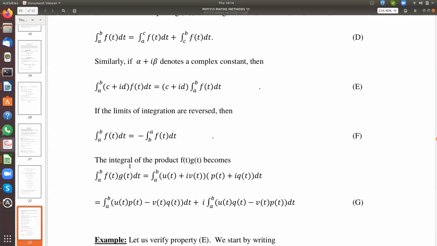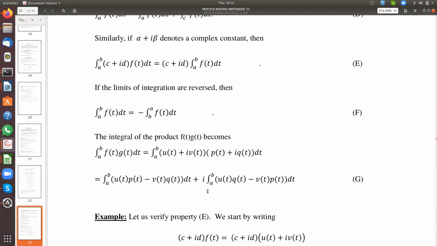So we now have the integral of the product of this becomes this. Then by the time you multiply and open the bracket, you have a series of expressions which you can later break down and collect the ones that have i and those that don't have i, so that you can now have the real and the imaginary parts. So now let's look at some examples.